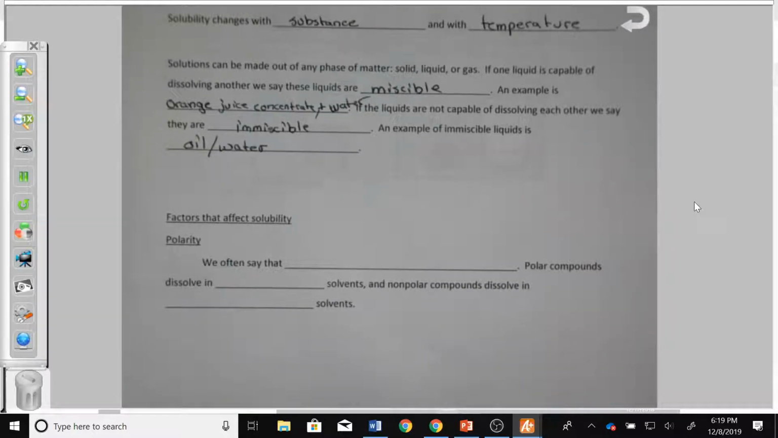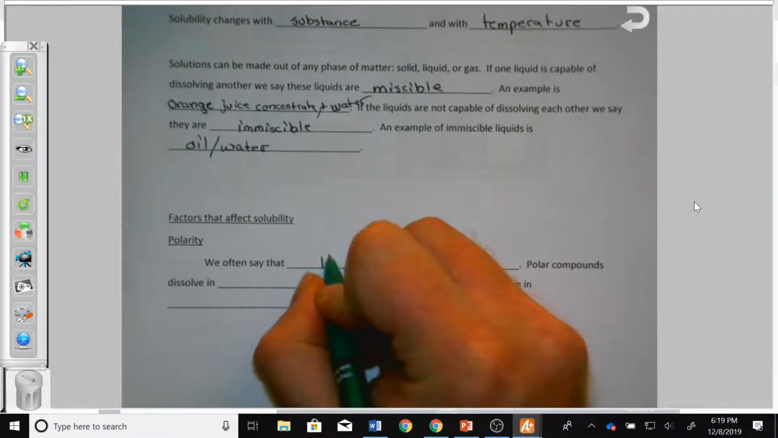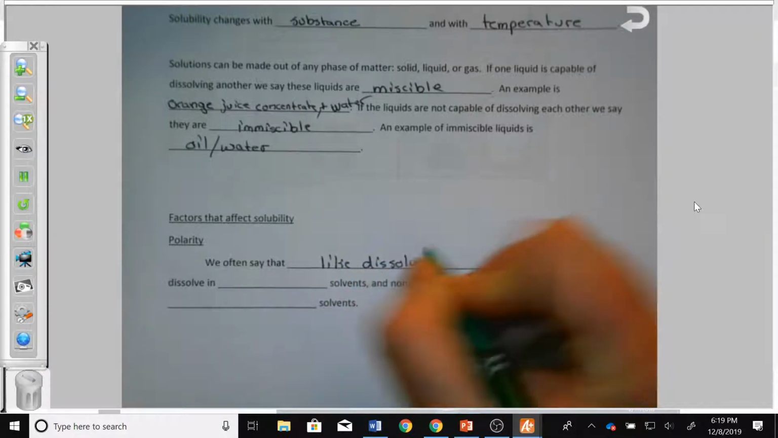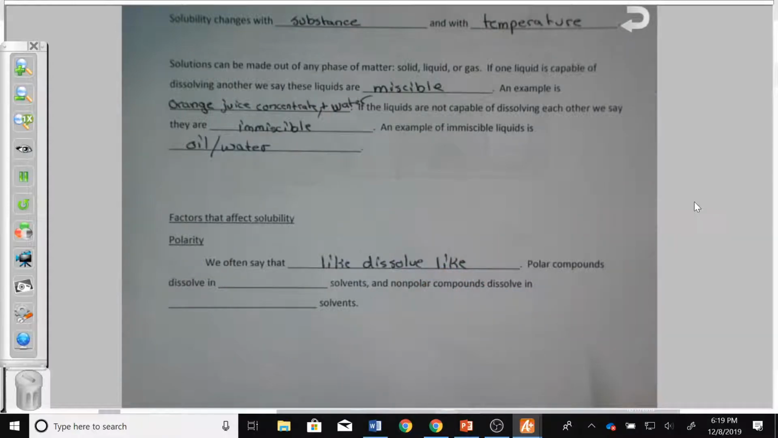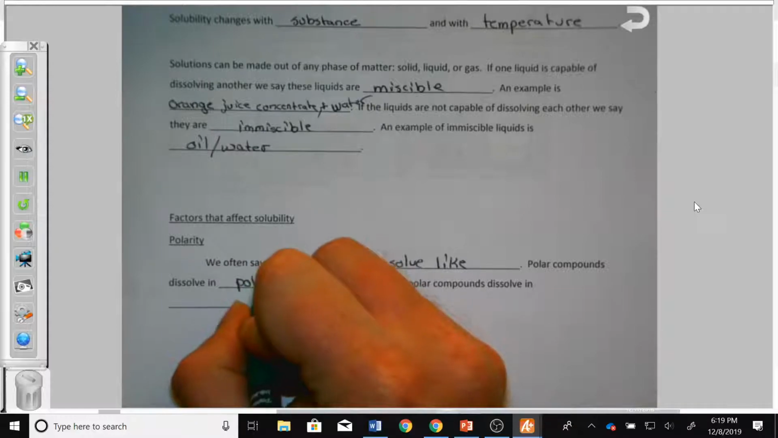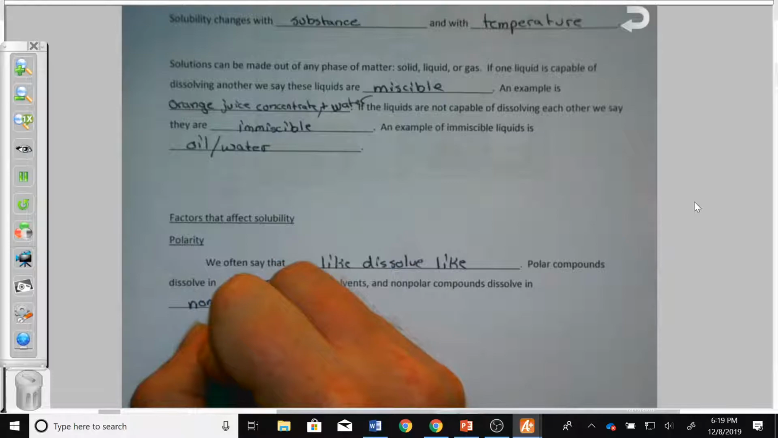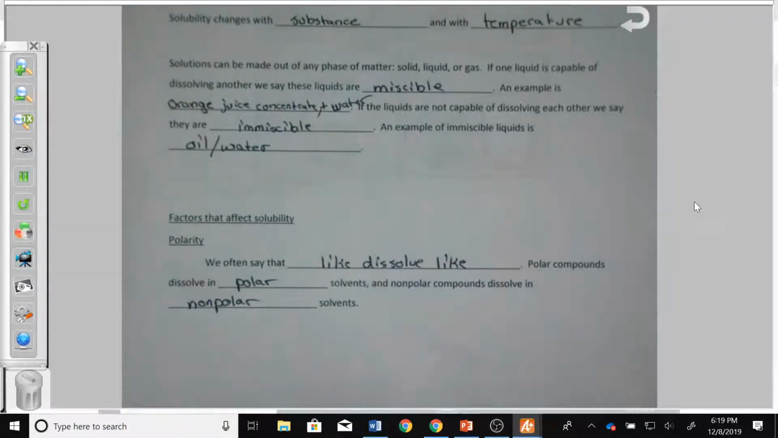There are a number of factors that affect solubility, and number one among those is polarity. We say often that like dissolves like. Polar compounds dissolve in polar solvents, and nonpolar compounds dissolve in nonpolar solvents. Water, being a polar molecule, does a really good job of dissolving other things that are polar and or ionic.